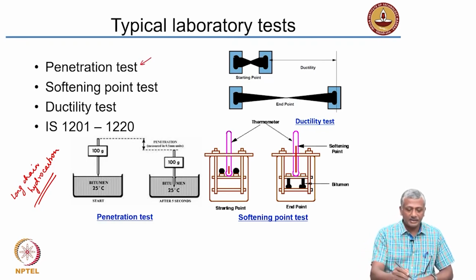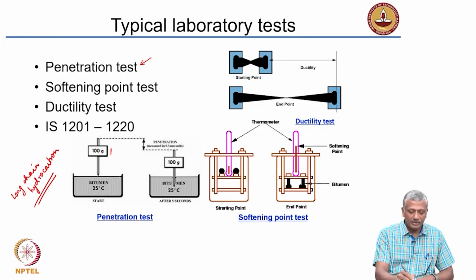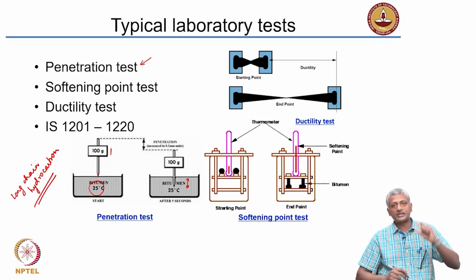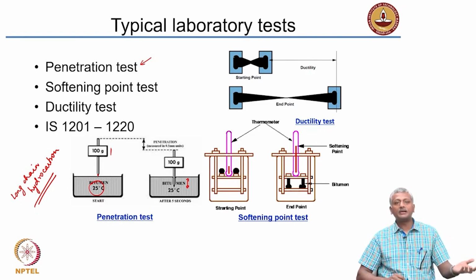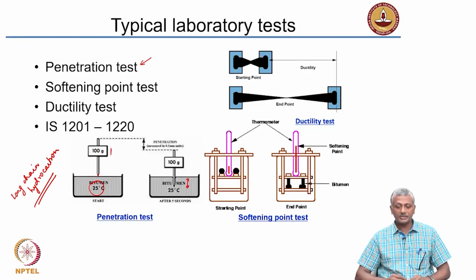As the name indicates, it has a mass of 100 grams attached to a needle which is on the bitumen surface at 25 degrees Celsius, and then you measure the depth up to which this needle penetrates under this mass of 100 grams. That is called the penetration depth, and the quality of the asphalt is sometimes graded as per the depth of penetration in this test.